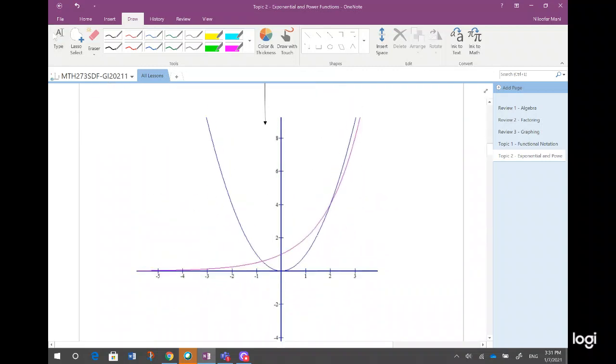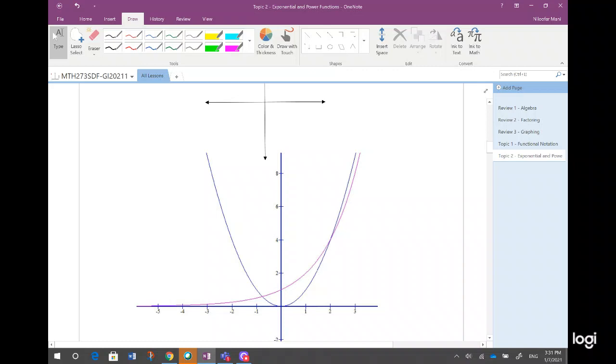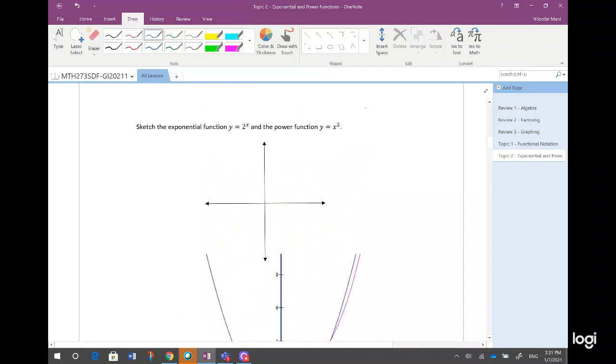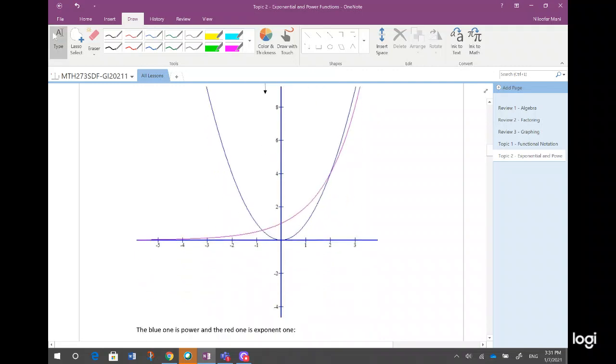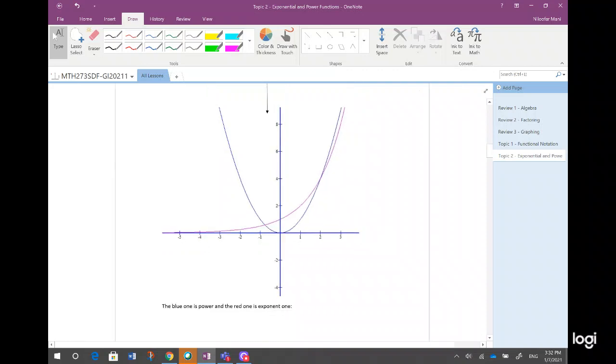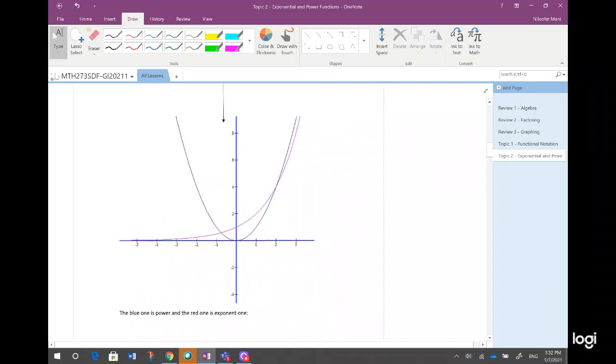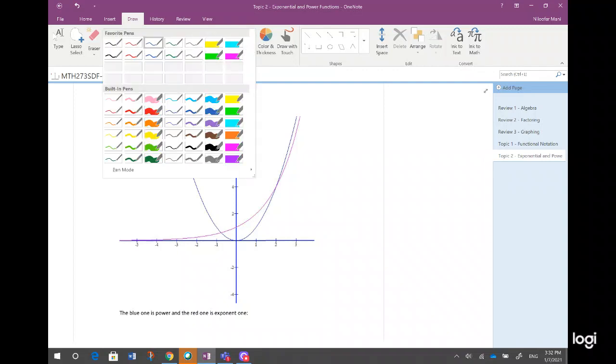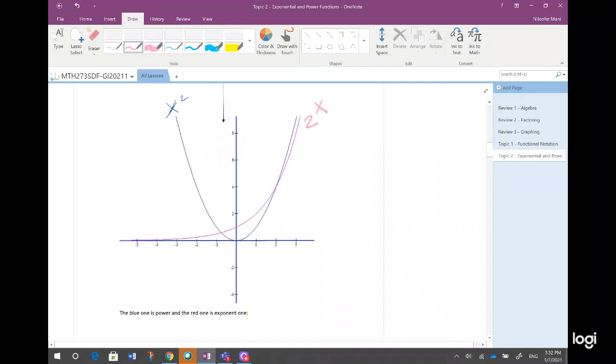If I just want to think about graphing, I want you to graph both of them, but in order to show it nicely, I graphed it with software and added the picture here. The blue one is the power function, that's the parabola x squared, and this one is 2 power x. I changed the color to pink. So the blue one is the power function, and the red one is the exponential one.